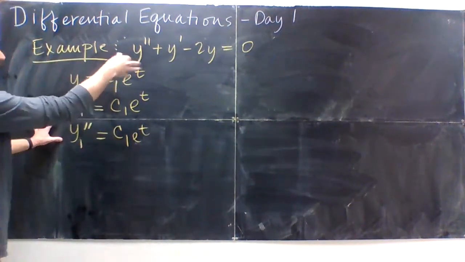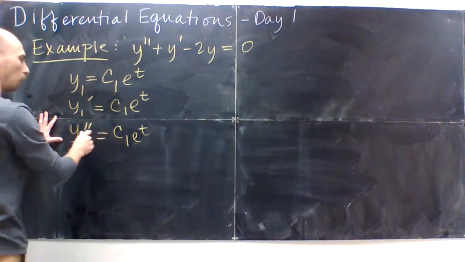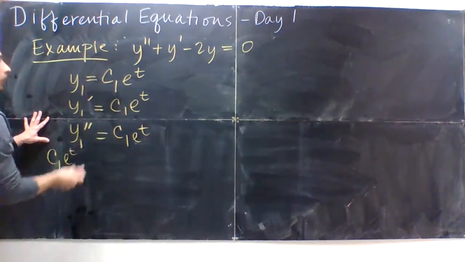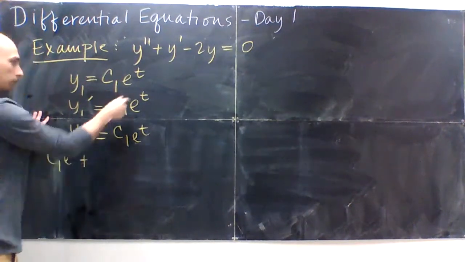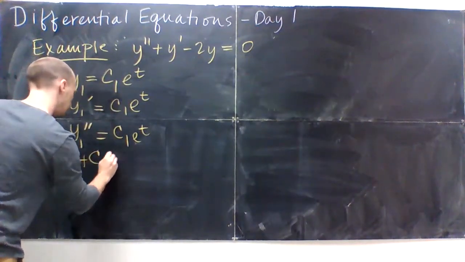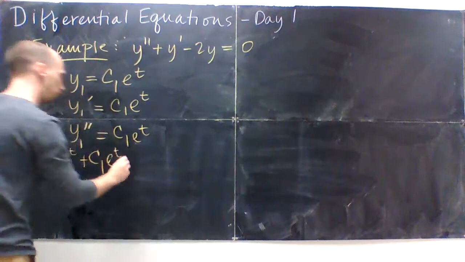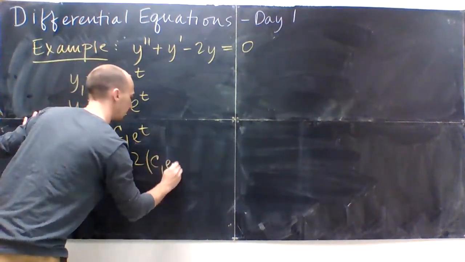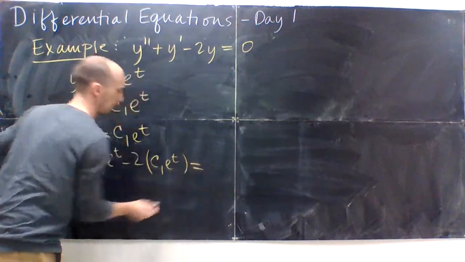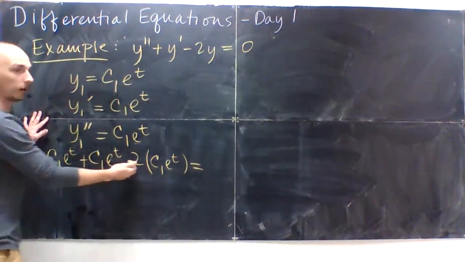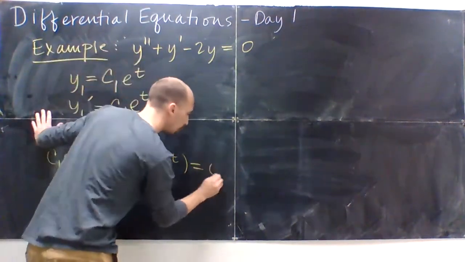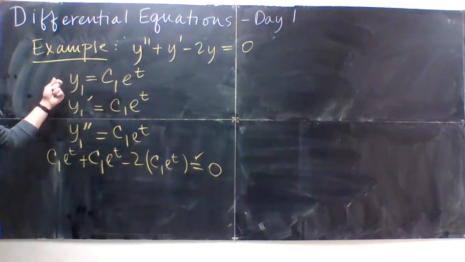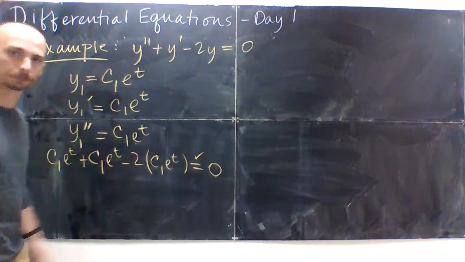And as for my differential equation here, I've got y double prime, c1 e to the t, plus y prime, c1 e to the t, minus 2 y's, well, y is c1 e to the t. What does that equal? I've got 2 of these minus 2 of them, that's going to be 0. So that fits the differential equation, which means this is a solution.